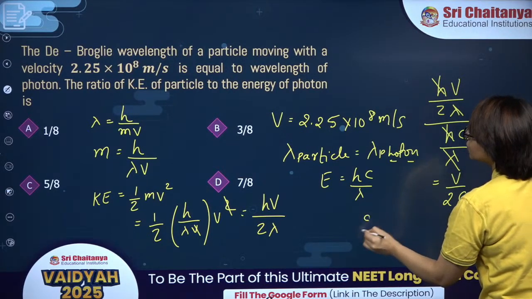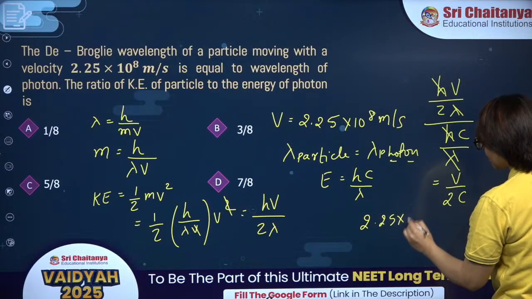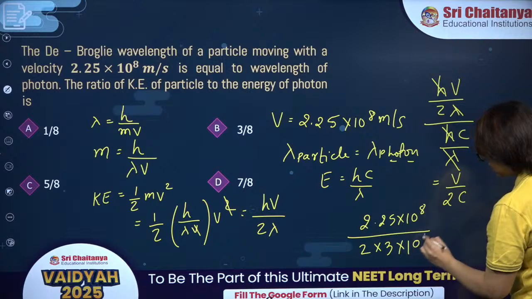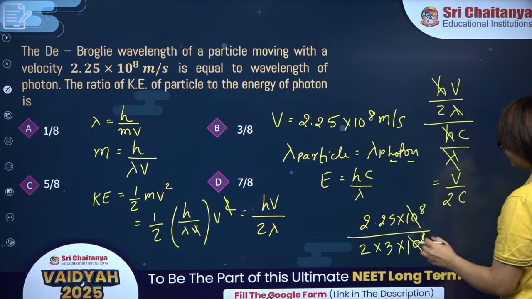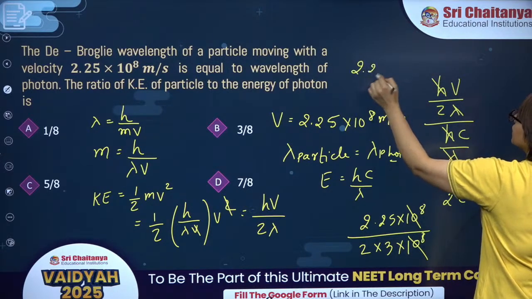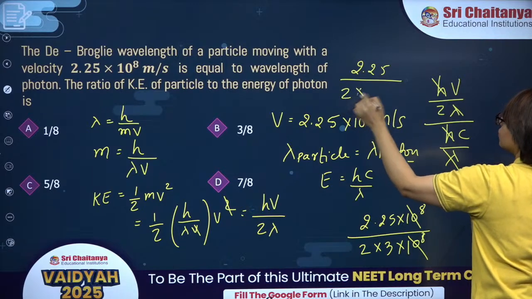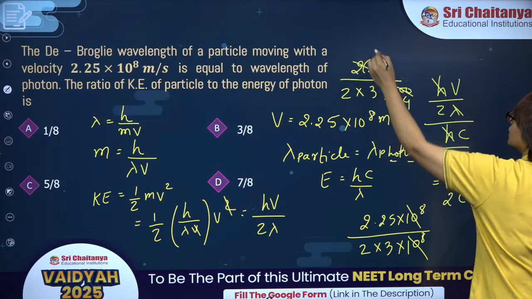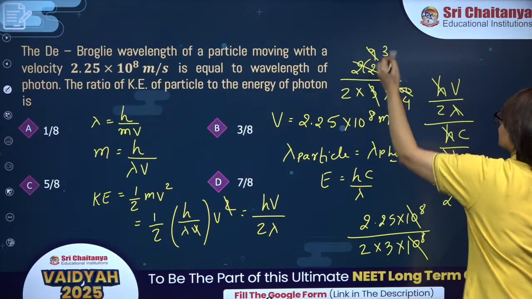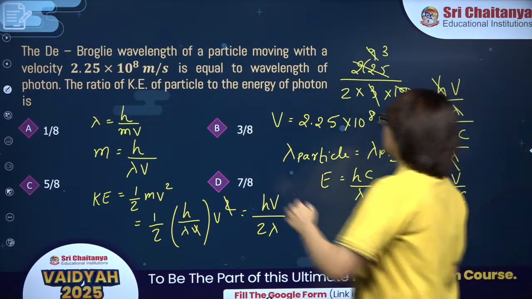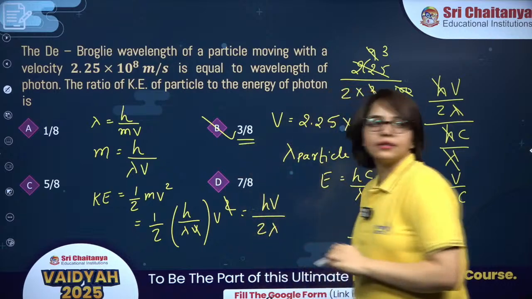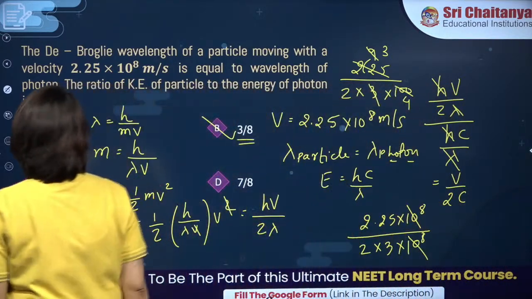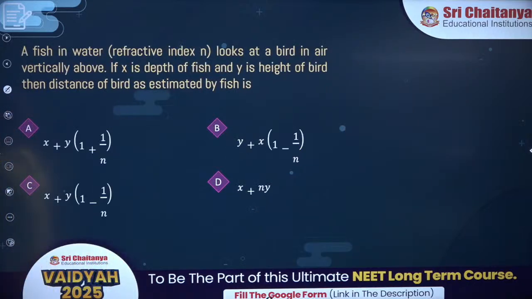v is 2.25 into 10 power 8, and 2c is 3 into 10 power 8. Cancel the powers, so we have 2.25 upon 2 into 3. Remove the decimal points, so it is 225 over 600, which gives 9 over 24, so this will be 3 upon 8. 3:8 is the correct answer, which is option B. Alright, so that is how it can be done. This is from modern physics. Let's move on to the next one.